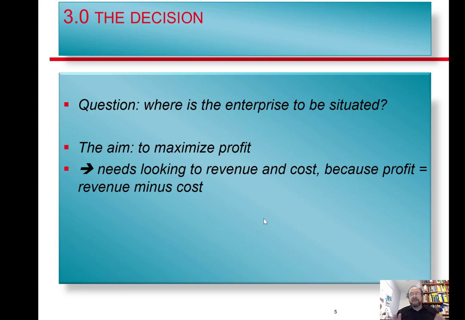So the decision which we have to have a look at now is simply where we are going to place our enterprise. So that's a decision which you usually only take in the beginning or when you decide to expand your enterprise. So it happens very, very rarely, and probably once you decided to build a factory site at a certain location, you are bound to that decision for a very long time. So how do we have to decide that?